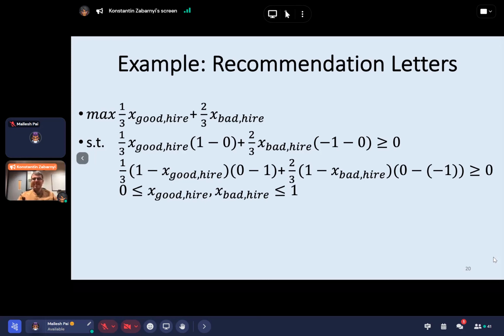So first of all, there is an obvious requirement, since we're talking about probability distributions, that the probabilities of recommendation must be between 0 and 1. And also, I ignore the probabilities of recommending not hiring because these are just 1 minus the probabilities of recommending hiring in the corresponding states. So let's try to understand the two constraints.